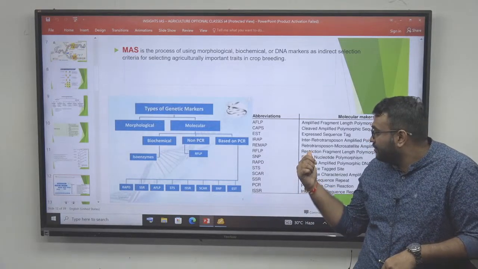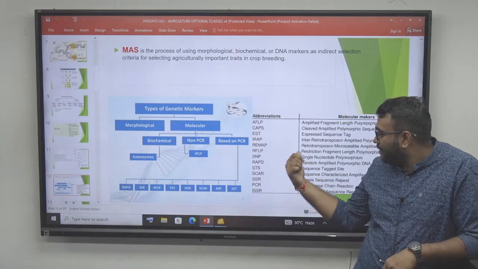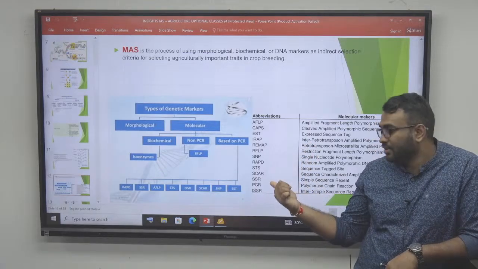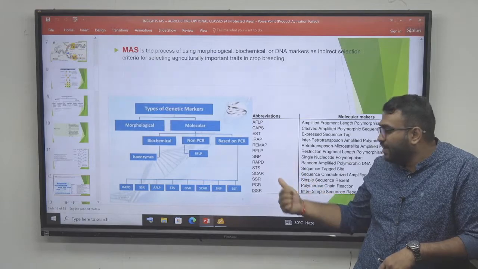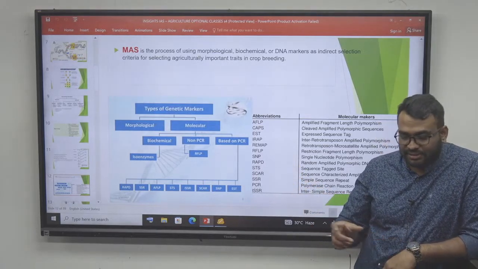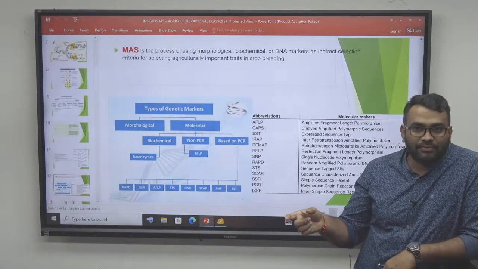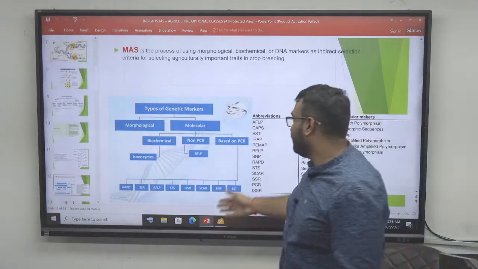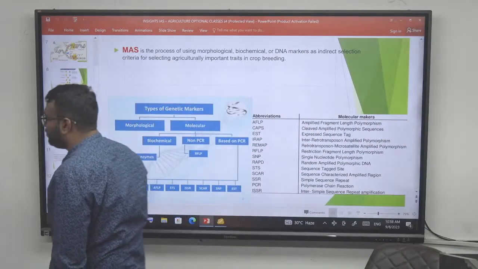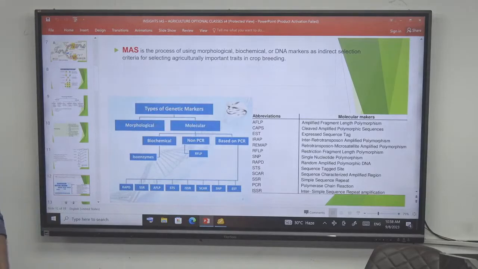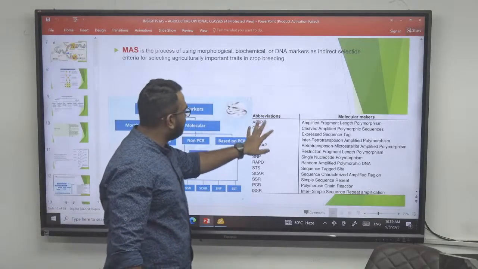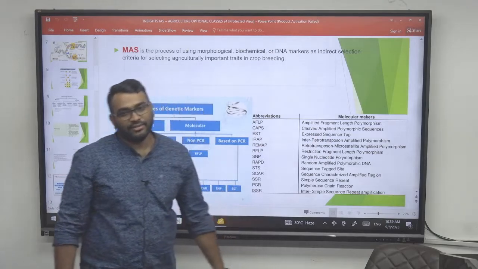So next one is these molecular markers, within which we have PCR based and non-PCR based. Within the non-PCR based, we have RFLP, that is the restriction fragment length polymorphism, right? So that is one. And within PCR, we have again n number of them. Some of them I have given in abbreviated form here. You can see for yourself.